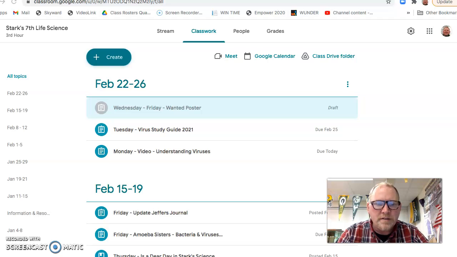We are going to be starting on Wednesday a wanted poster. Now, this wanted poster is for basically any kind of pathogen, and a pathogen is something that causes disease. We have been spending a little bit of time with bacteria and viruses and how they work and things of that nature. So you can do your wanted poster.